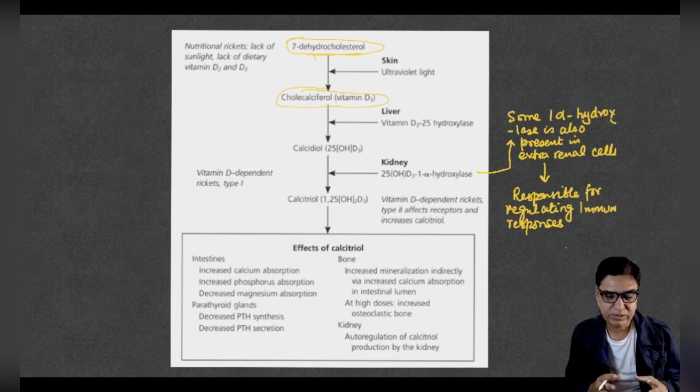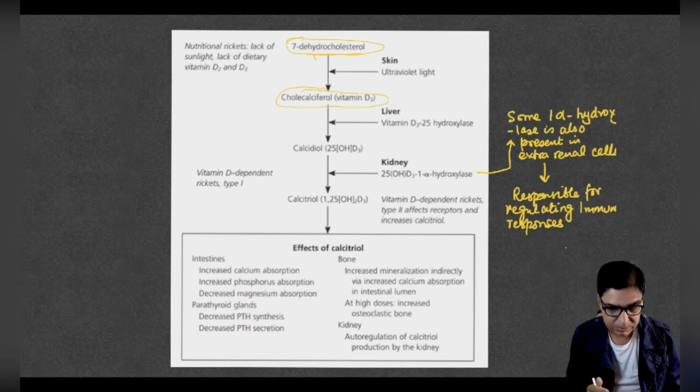Breastfed babies are always at risk of developing vitamin D deficiency because breast milk is deficient in vitamin D. This is a clinical point that you should keep in mind, and it is one of the reasons that exclusively breastfed babies for a prolonged period of time would develop vitamin D deficiency, which might lead to rickets.